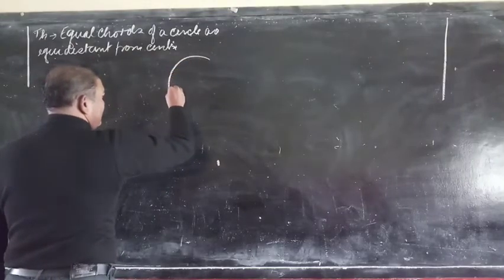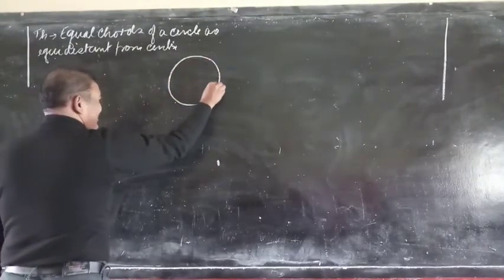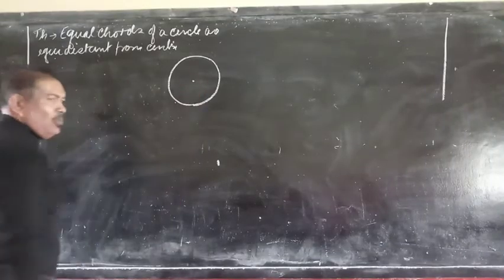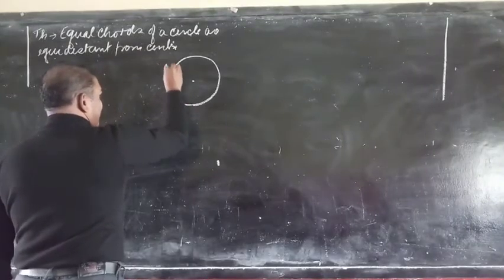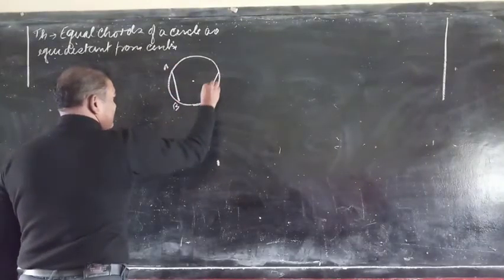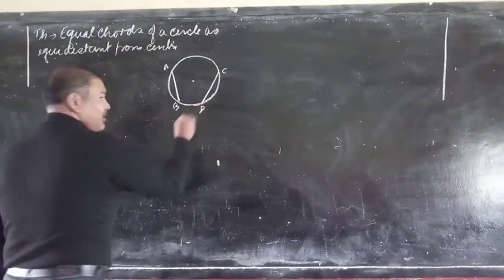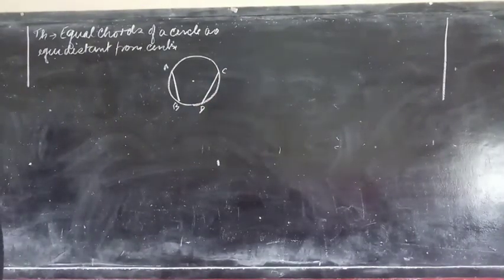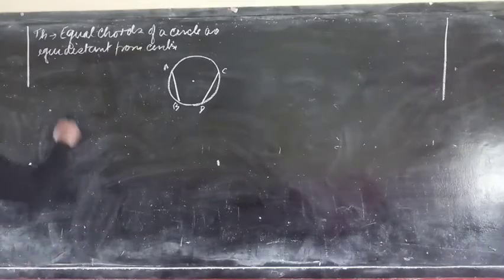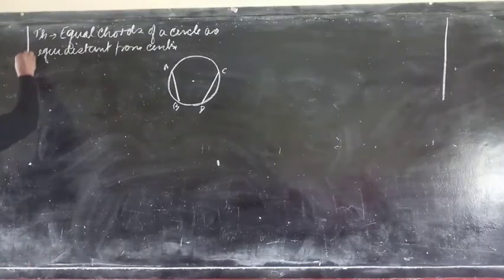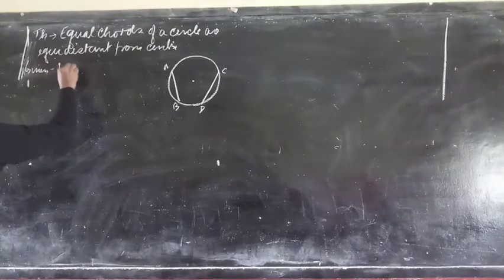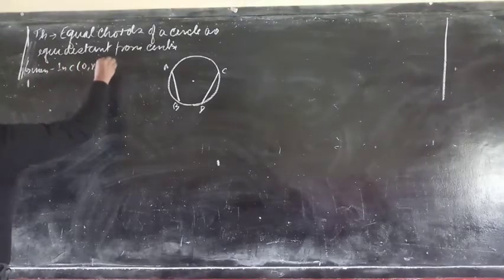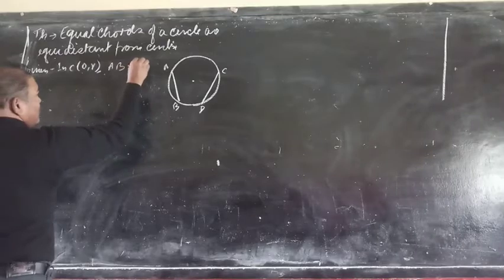You have given a circle whose center is O and radius is R. AB and CD, these two are the chords which are equal in length. What do you write here? Given: in the circle, center is O and radius is R, AB is equal to CD.